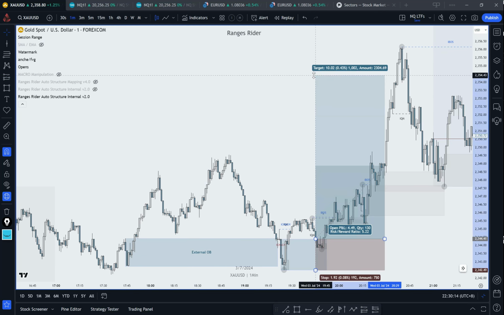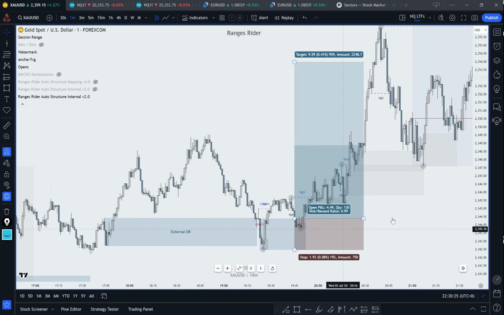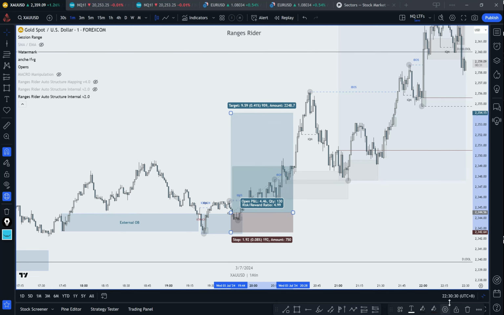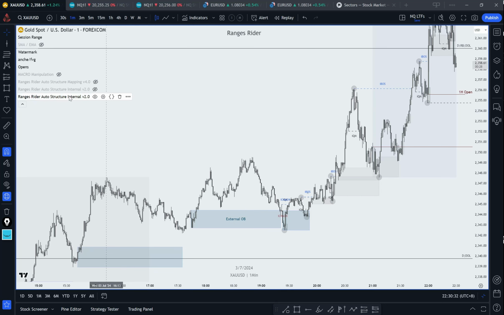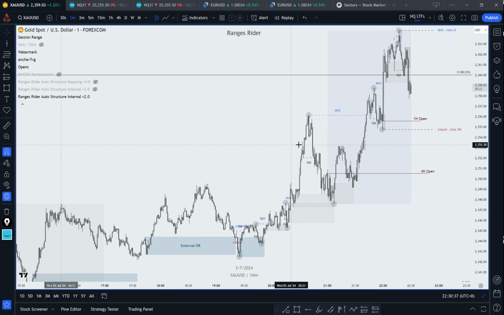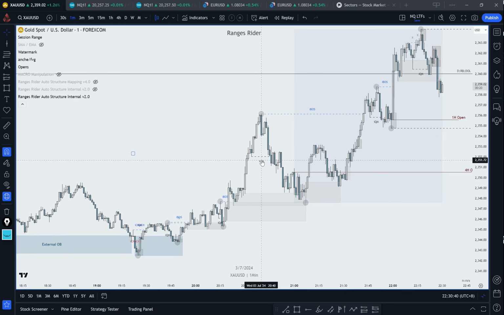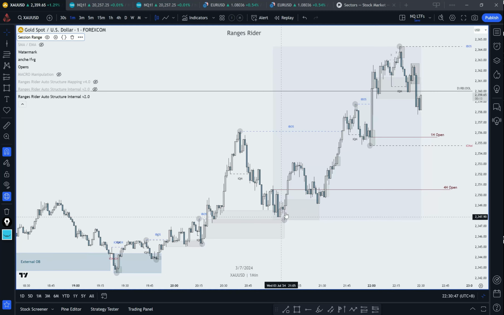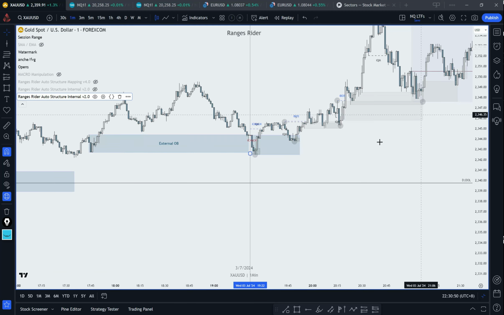And then we can target a minimum 4 hour or 5 hour, something like this. Okay, and then we have this entry, and then what we got, we need to move the structure back so we can find some more ranges. In this case what we have is this range, and then we have another range, and the price already reached the draw on liquidity. In fact, we have some buys here also.